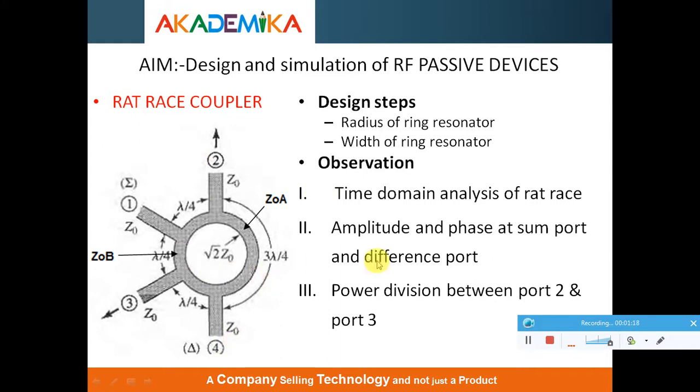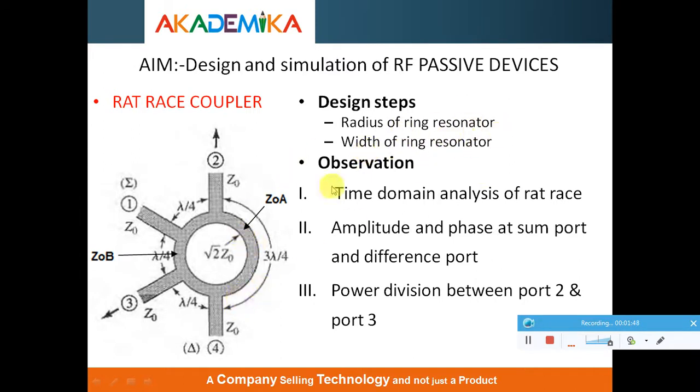And this observation we are going to make by using a time domain analysis of the rat-race, where we are going to observe the amplitude and the phase at the sum and difference ports, and the power division between port number 2 and port number 3. This is the main characteristic we are going to observe in the rat-race, where if we excite port number 1, how much power and how much phase occurs at port number 2 and 3. First we will see how to calculate the width of the ring resonator and the radius of the ring resonator.